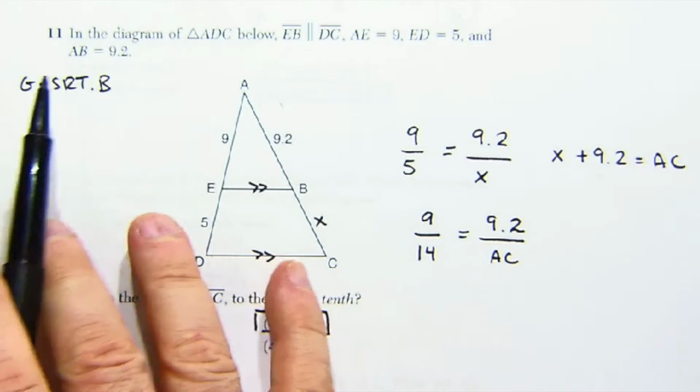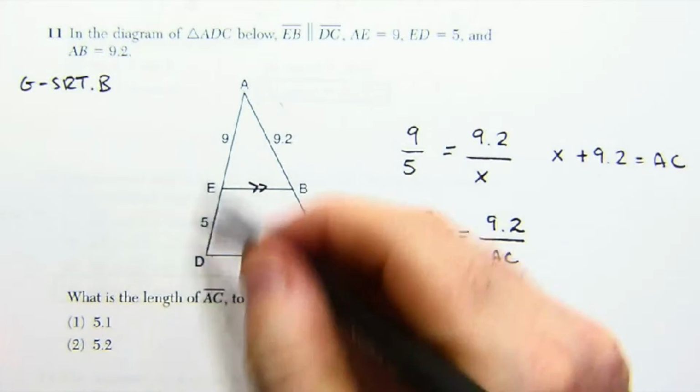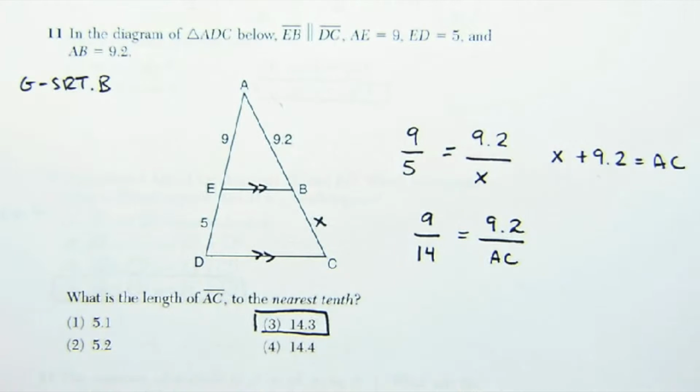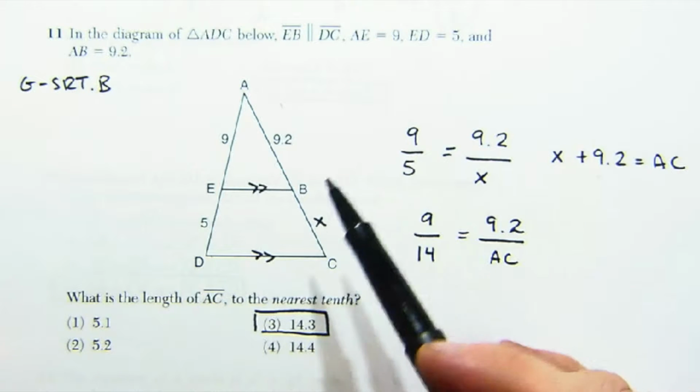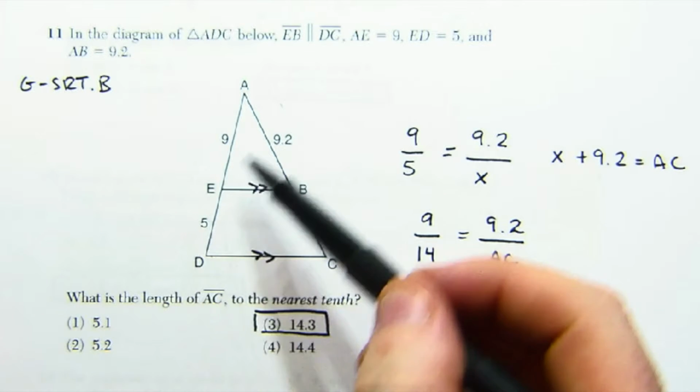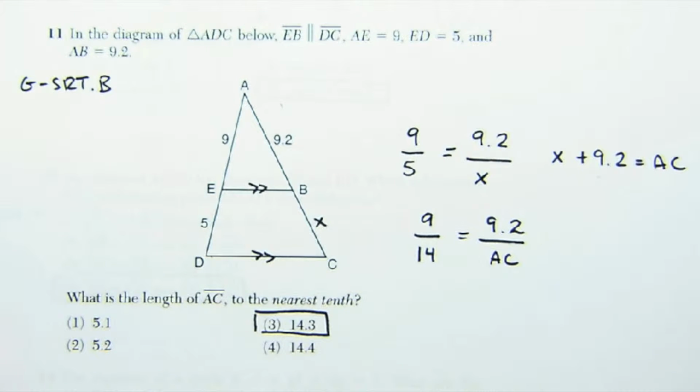All right, let's look at question 11. It says, in the diagram of triangle ABC, got some parallel lines and a few measurements. This is just a classic, what we call a side-splitting theorem problem. Proportional parts, where we have parallel lines cutting the sides into proportional pieces.